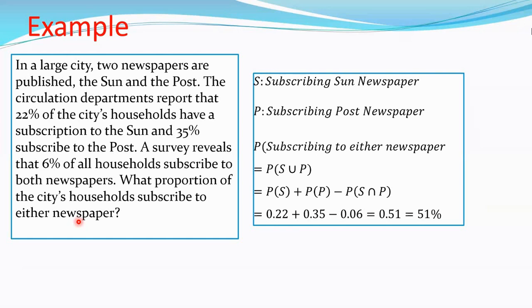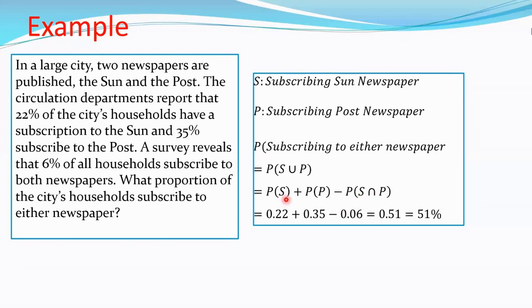So from this wording, you can find out we have to calculate S union P. Either one of S or P. So first we define what S is. S is the event subscribing to the Sun newspaper. P is the event subscribing to the Post newspaper. So now we have to calculate the probability of subscribing to either newspaper, that is probability of S union P. Using the addition rule, that is probability of S plus probability of P minus probability of S intersection P.